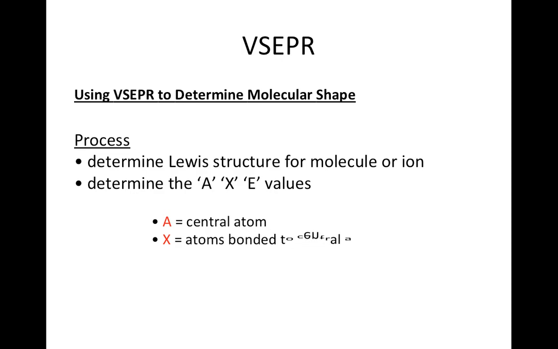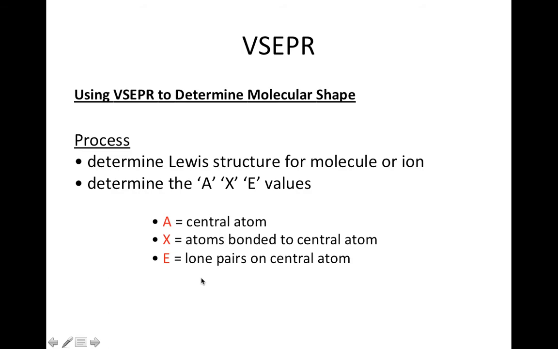X means atoms bonded directly to the central atom. So we don't care about any other atoms, only ones that are bonded directly to the central atom that we symbolize with an A. And E are lone pairs. So you do all that Lewis structure. You've actually got to go and draw it out, determine A will always be 1, but X, how many atoms are bonded to the central atom, and how many lone pairs are left in the central atom.